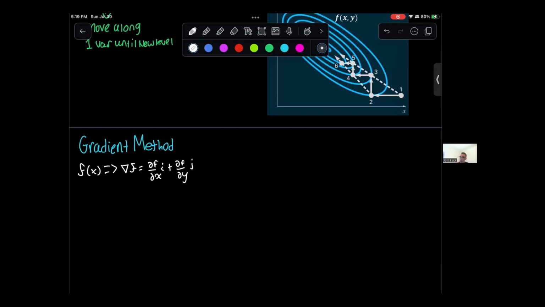And the regular gradient of f shows us steepest ascent, or in which direction f increases the most. If I want the steepest descent, I'm just going to take the negative gradient of f.